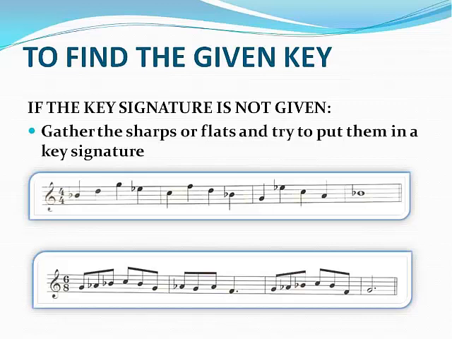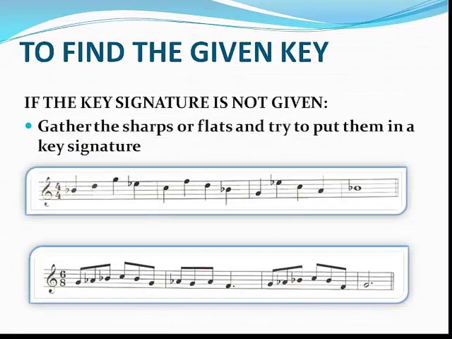Let's gather the flats in this first example. We have a B flat and an E flat, which is the key signature for B flat major. This example begins and ends on B flat, so it's pretty safe to say that this is definitely in B flat major. Now we'll move on to the next example.